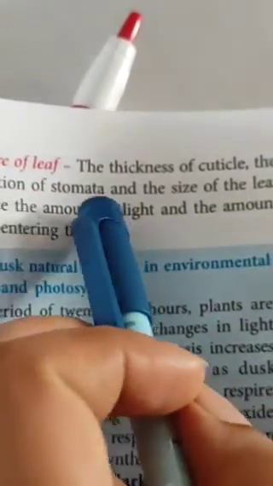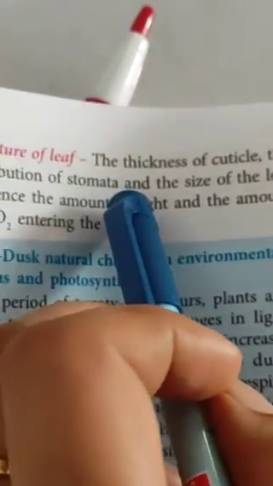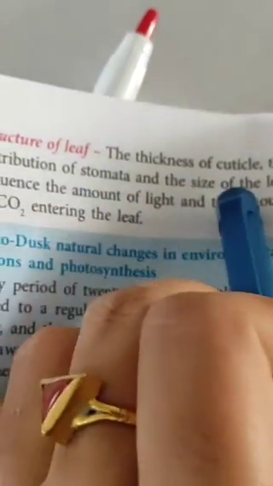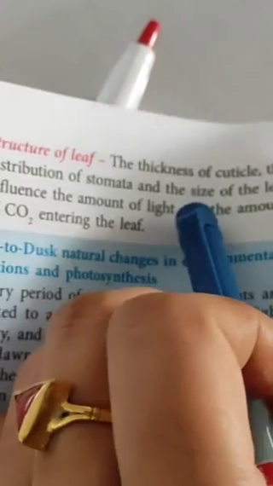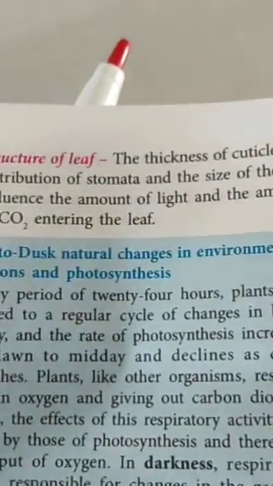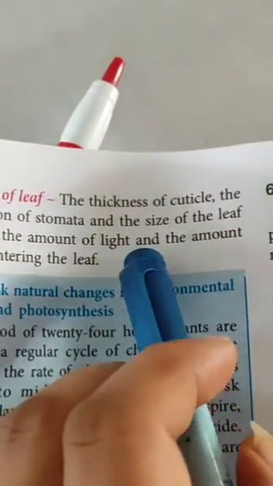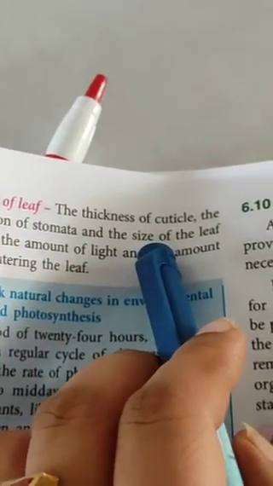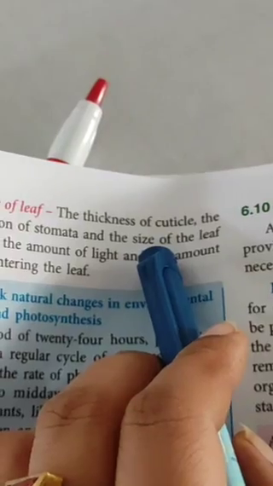Number of stomata. More the number of stomata, more carbon dioxide can diffuse in, which increases photosynthesis. And then size. If leaves are narrow, or thin, there will be less photosynthesis. But if leaves are broad, wide, there will be more photosynthesis because they will be exposed to maximum sunlight.